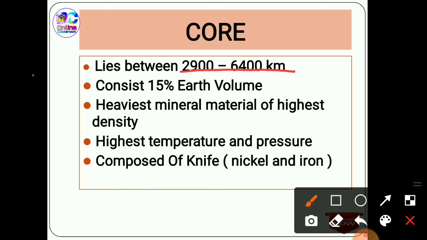There is a slight spelling mistake here. It will be NiFe, N-I-F-E. Now what is this NiFe? We know the short form of nickel is Ni, and of iron is Fe. When both of these join, it forms the word NiFe. So NiFe is composed of nickel and iron, and so it has been termed NiFe.